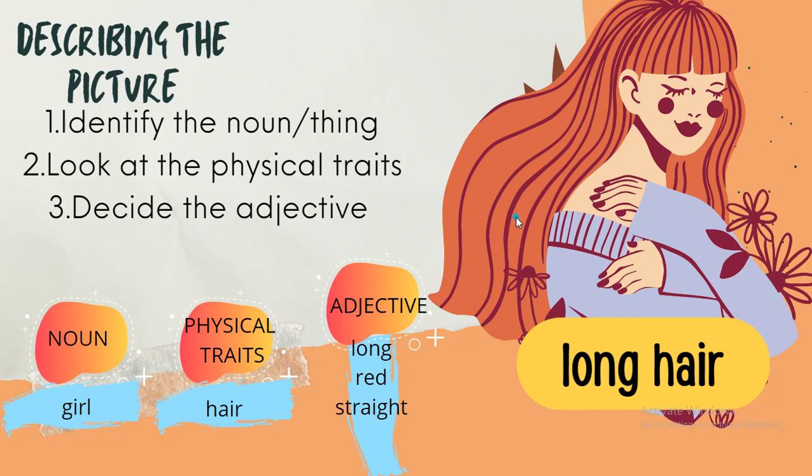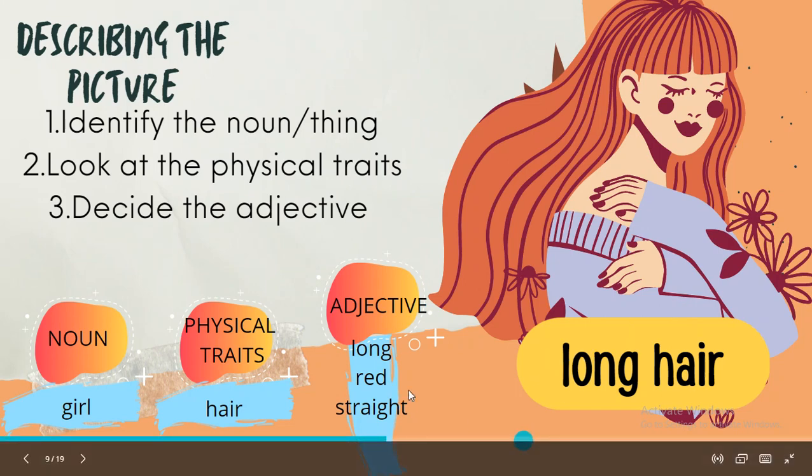Okay. So the adjective for hair, we can see what we can see from the hair here. Is it long? Is it short? What is the color? What about the shape of it? Is it curly? Is it straight? So those are the adjectives. All right. Clear. Okay. So we are going to use long hair. So we know that the noun is girl, physical trait, we are going to focus on hair, and the adjective that we are going to use is long. So when we want to write, we have to put the adjective first, then the noun. So it shall be long hair.